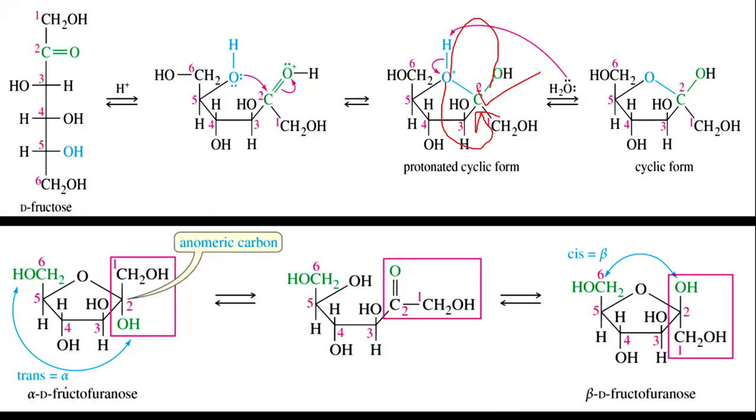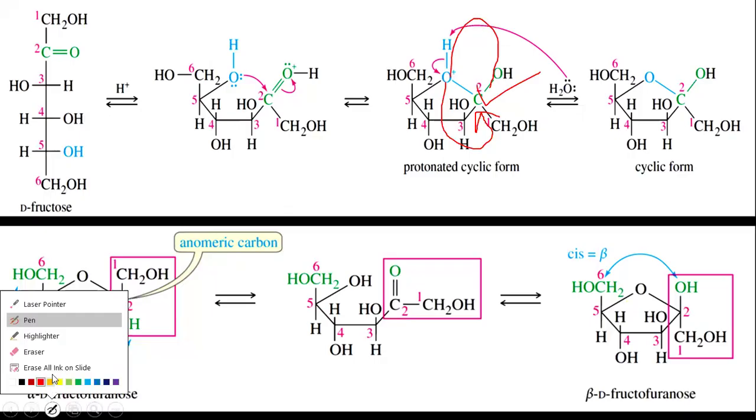You can see here the name that is mentioned, alpha-D-fructofuranose. And here again it is mentioned as beta-D-fructofuranose. You can see the molecule that has been drawn here. These two are again called anomers.